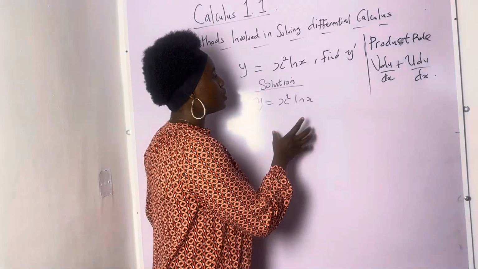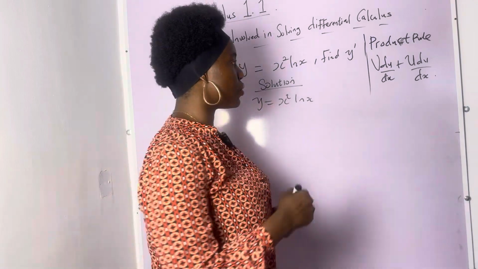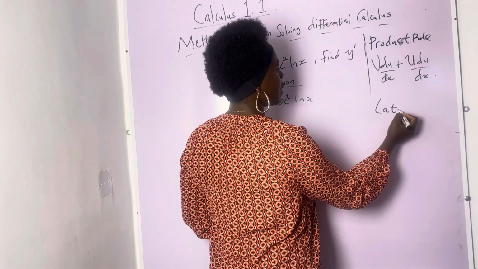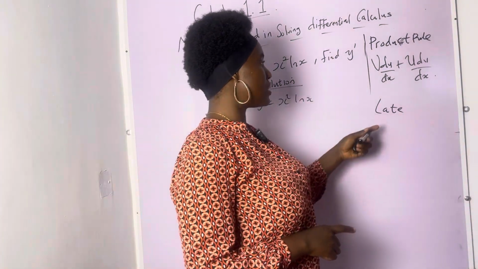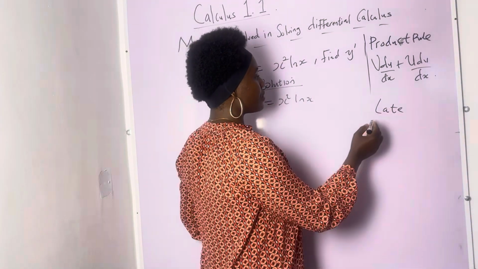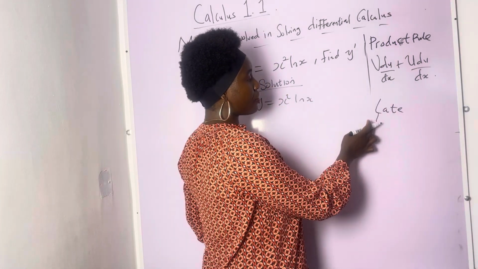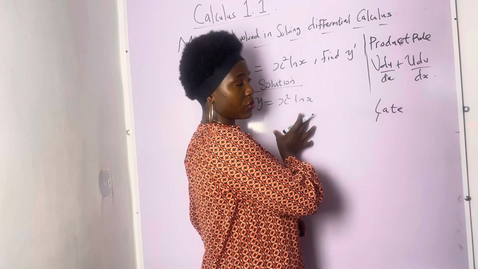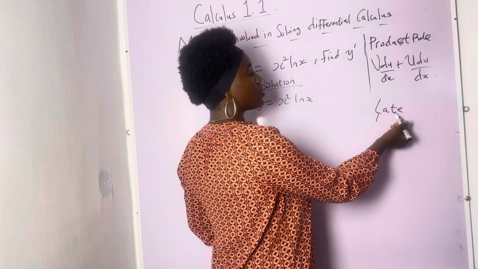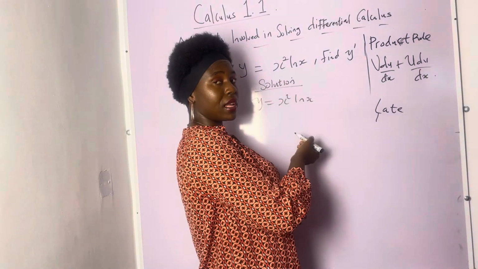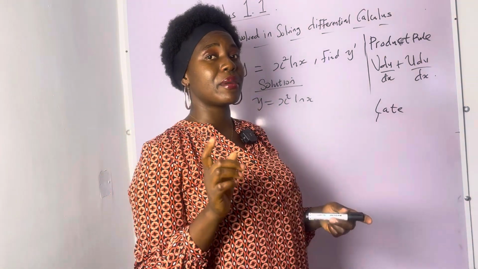Always remember, I always tell you guys a very simple tip on how to make your choice of u. Let's use LATE to choose our u. I like using this LATE, and it stands for: when you have a logarithm function, your choice of u will be that logarithm function. When you have an algebraic function, your choice of u will be that algebraic function. When you have a trig function, your choice of u is going to be that trig function. Then E is exponential function. So your choice of u is very important.